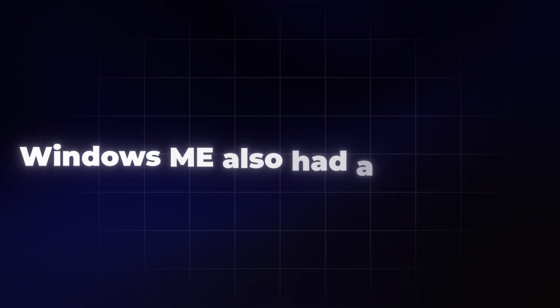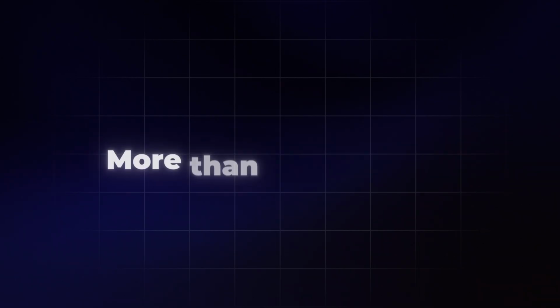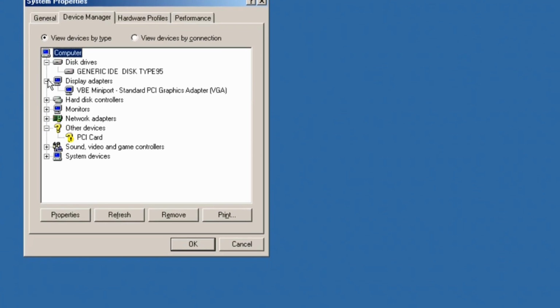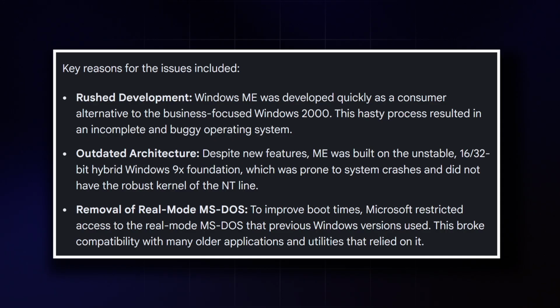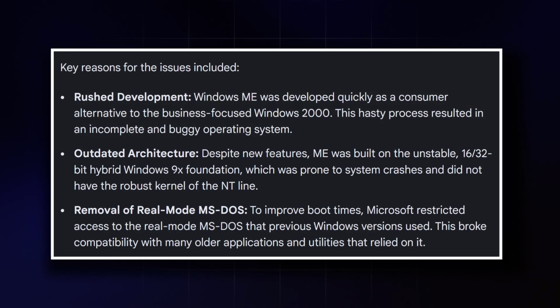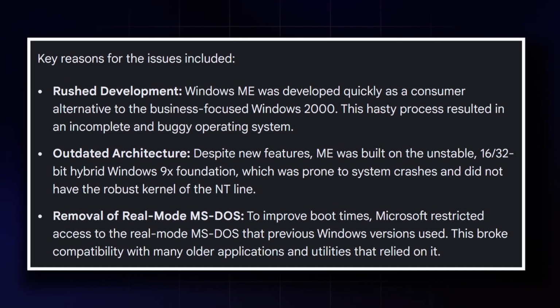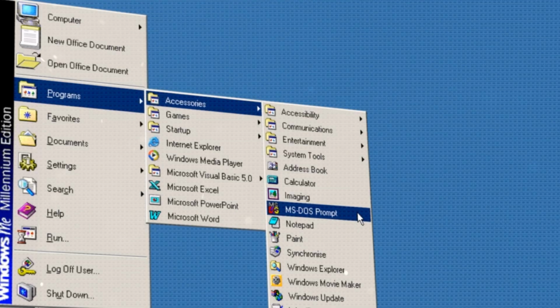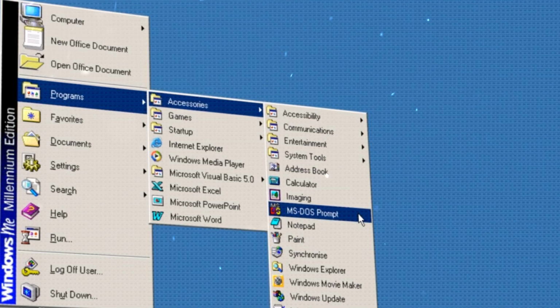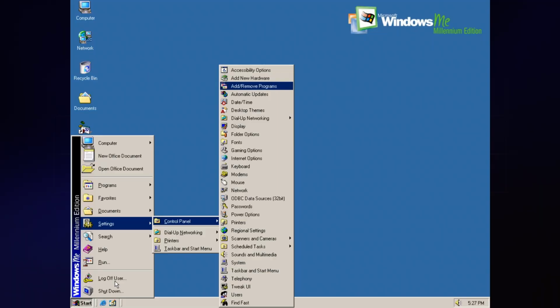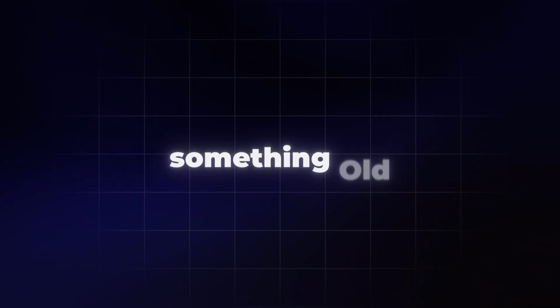Windows ME also had a reputation for crashing more than Windows 98. Some of that came down to how it handled drivers and system files. Some of it was the fact that it felt rushed. And some of it was simply the reality of consumer Windows still being tied to old foundations that were reaching their limit. By this point, the DOS-based Windows era was running out of road. Windows ME wasn't the start of something new, it was the last stretch of something old.